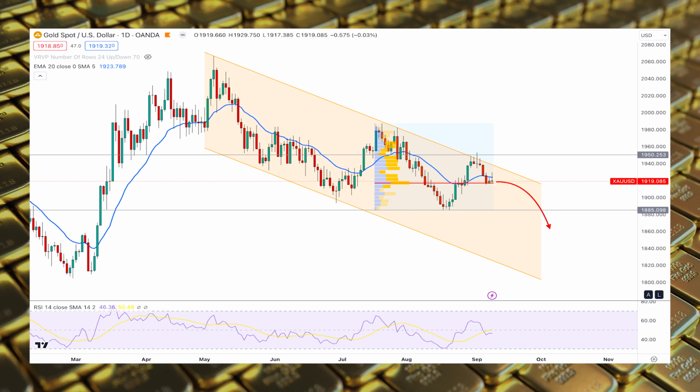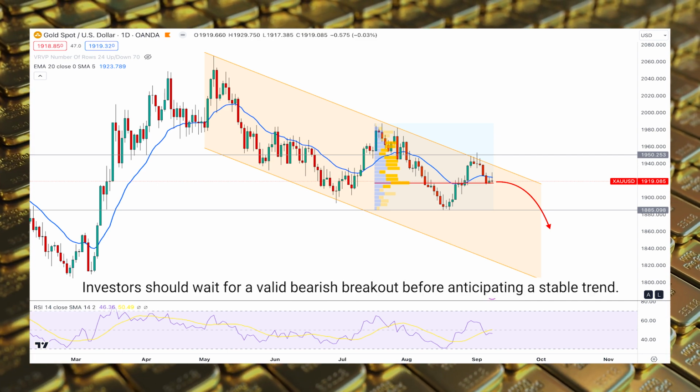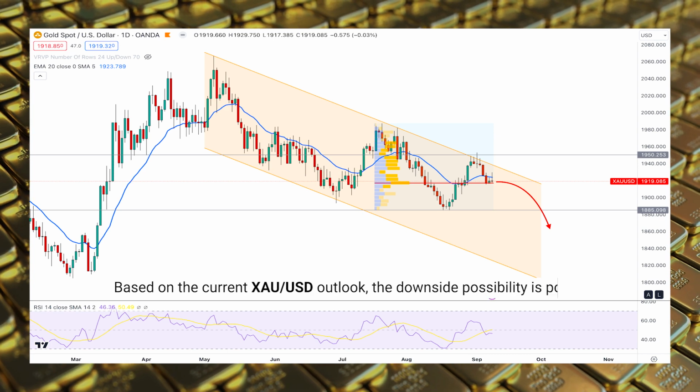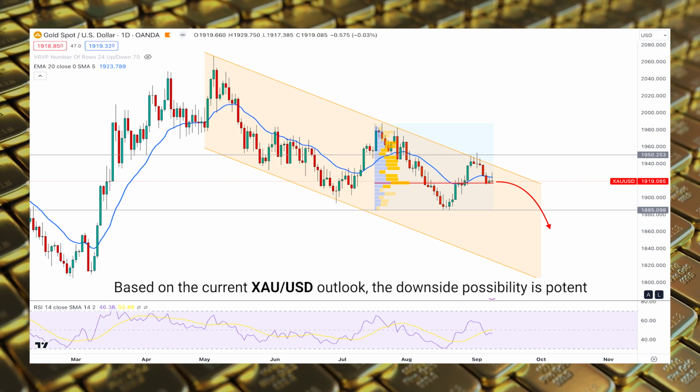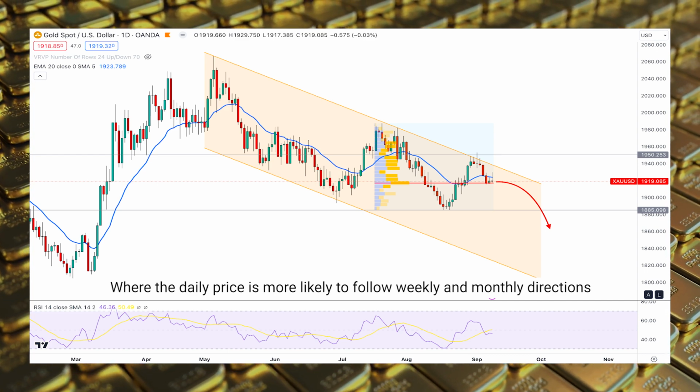As the current corrective price action is above this crucial level, investors should wait for a valid bearish breakout before anticipating a stable trend. Based on the current gold-USD outlook, the downside possibility is potent, where the daily price is more likely to follow weekly and monthly directions.